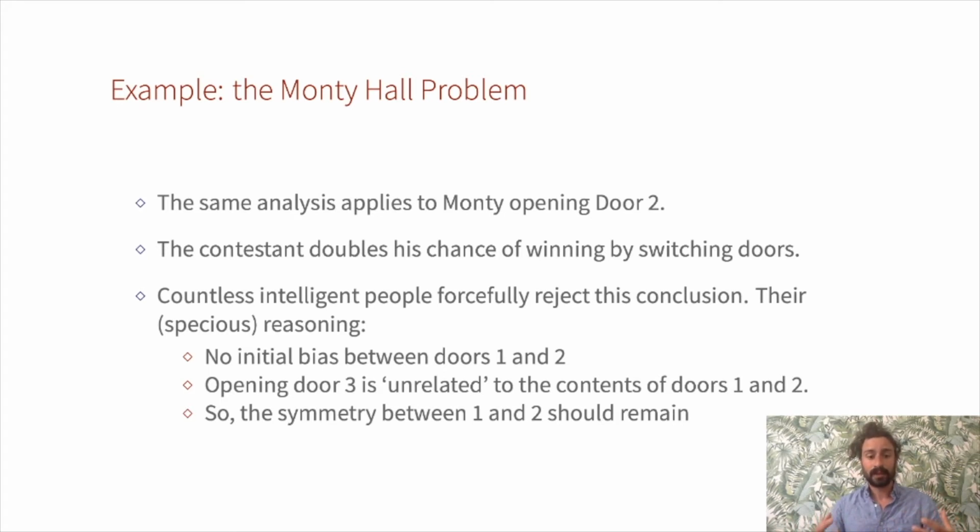And their specious reasoning is built out of the following observations: that, 1, the initial bias, there's no initial bias between door 1 and door 2. Everything is symmetric. And when Monty Hall opens door 3, this is unrelated to the contents of door 1 and door 2. It doesn't change what's behind them. And so this symmetry between door 1 and door 2 should remain unbroken. And therefore, there should be no benefit to switching doors.